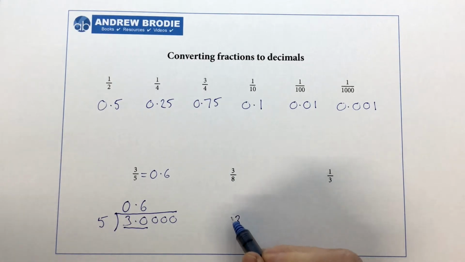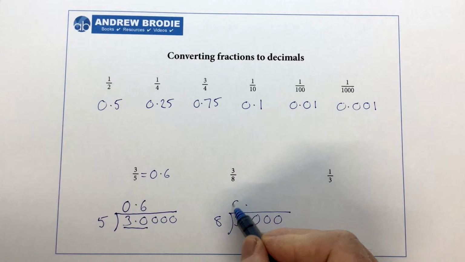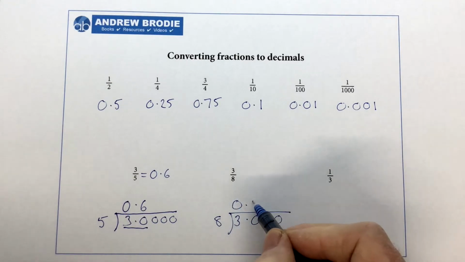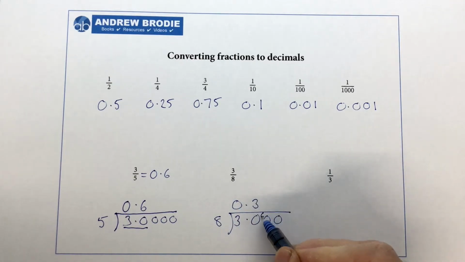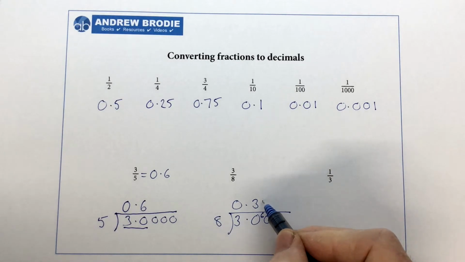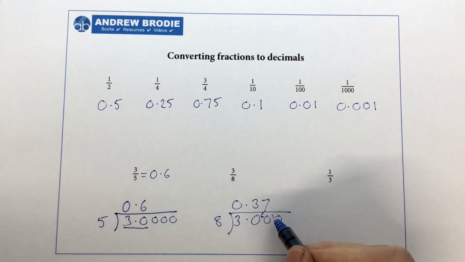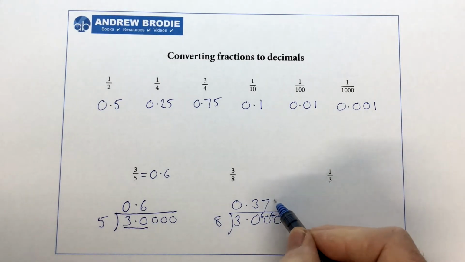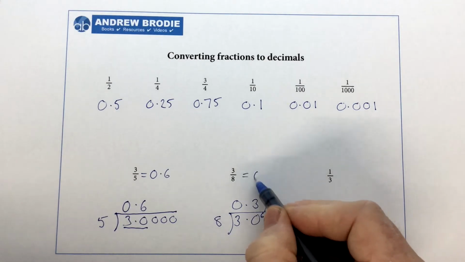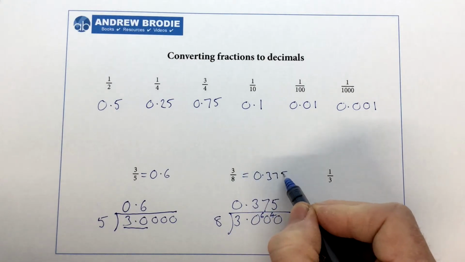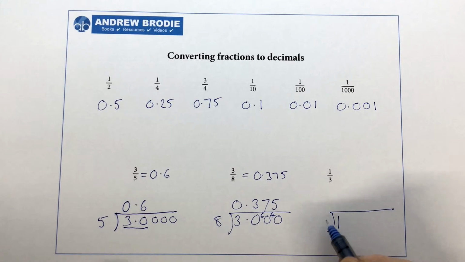3/8. It's the top divided by the bottom. 8 into 3 won't go. 8 into 30 goes 3 times. 3 eights are 24, we've got 6 left. 8 into 60 goes 7 times. 7 eights are 56, we've got 4 left. 8 into 40 goes 5 times. 0.375.